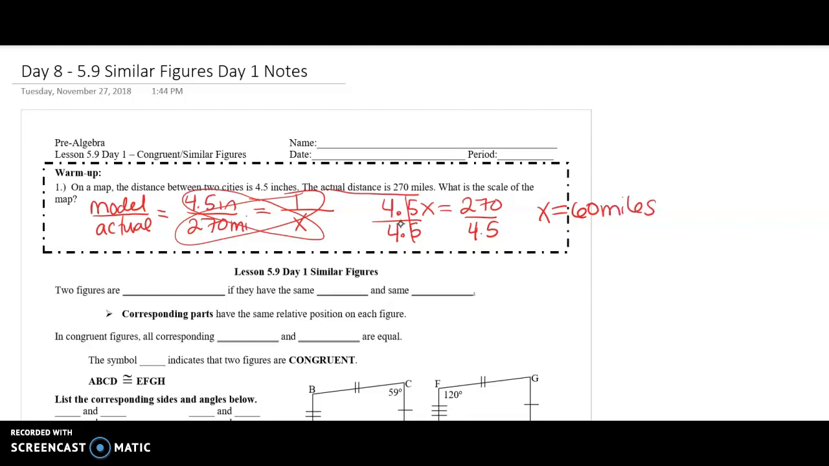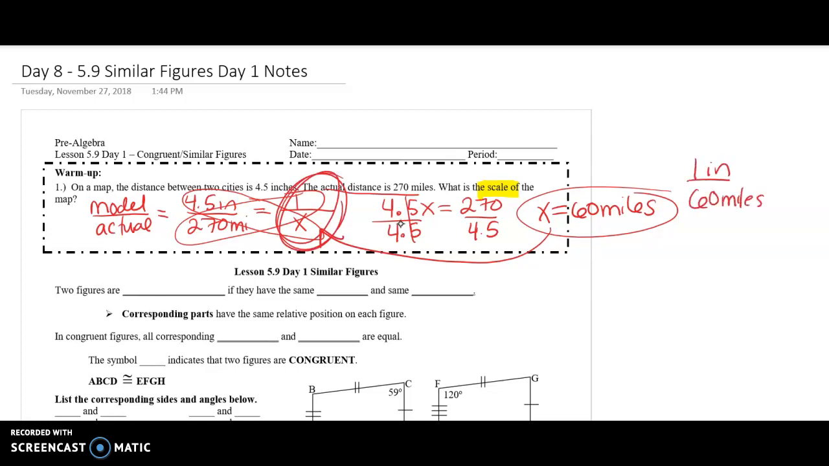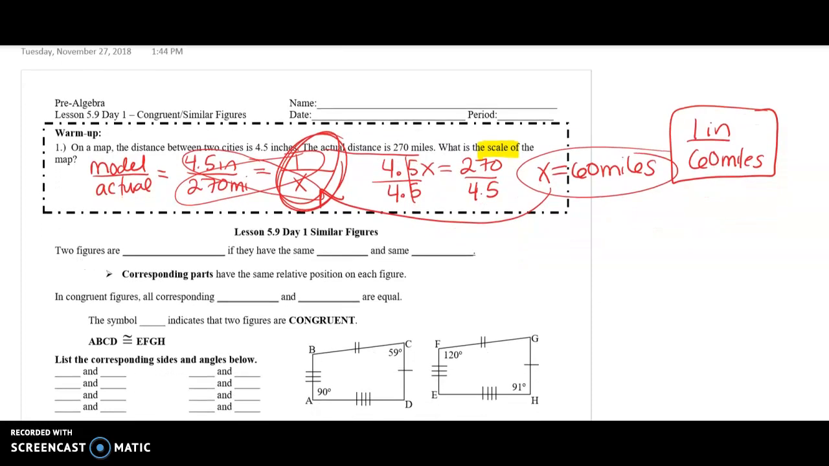And since they're asking for the scale, just remember that you want to write this as a ratio. If we take this and plug it back in here, the scale would be 1 inch over 60 miles, or 1 inch is equal to 60 miles. Okay, so that's the scale.